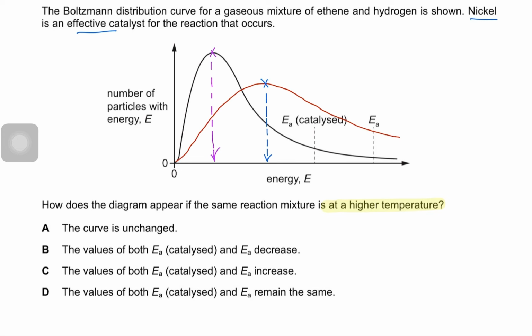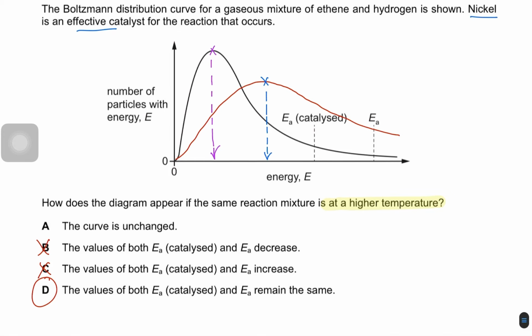A is wrong. The values of both EA and EA catalyzed decrease. That is wrong. The values of both EA and EA catalyzed increase. The activation energy is not changing. The values of EA catalyzed and EA remain the same. That is true. The activation energies remain the same.